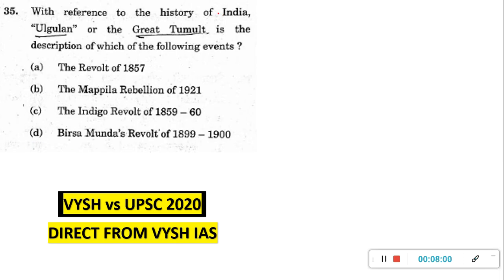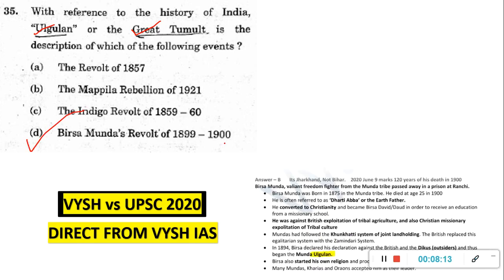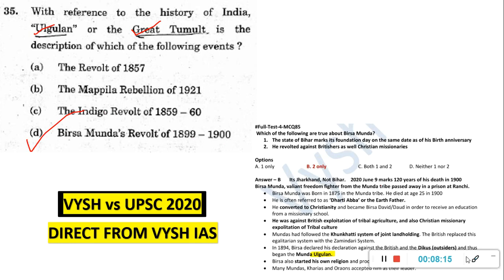Now with reference to the history of India, Ulgulan or the Great Tumult is the description of which of the following events. So this again is a direct spectrum question. Birsa Munda and the revolt have always been in the news for several reasons. Even now it keeps coming up in the news for different reasons which happen in the state there.